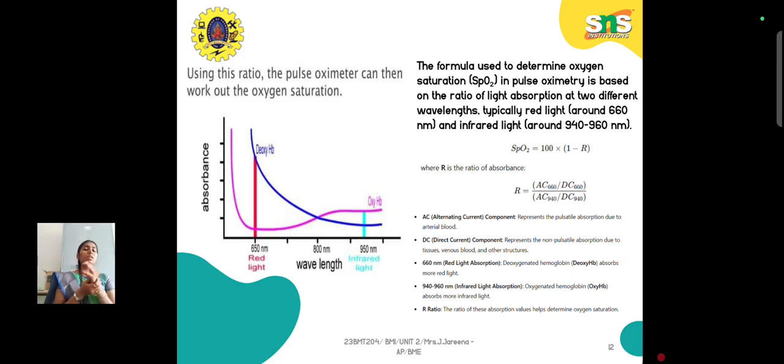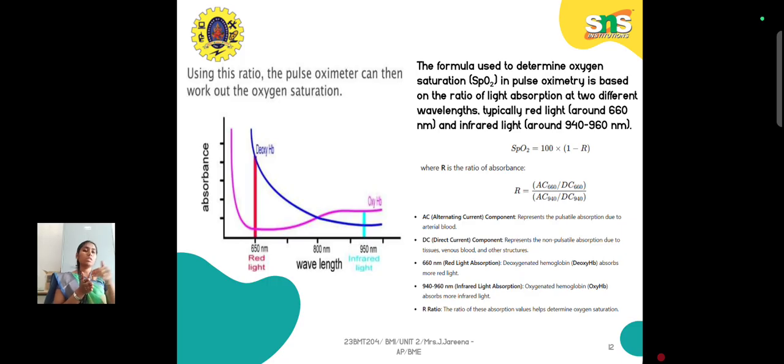And AC, DC here are correlated with the pulsatile flow. In simple terms, AC means alternating current, DC means direct current. If you correlate with biological terms, AC is nothing but the pulsatile flow and DC is the non-pulsatile flow. It is related to arterial blood and venous blood. Pulsatile means they are referring to the arterial blood, and non-pulsatile means they are referring to the venous blood. So you take the absorbance in both cases: the absorbance at infrared and red light for venous blood, and the absorbance at infrared and red light for arterial blood.